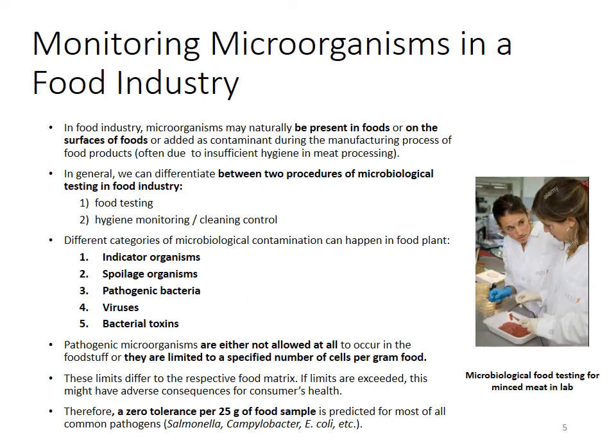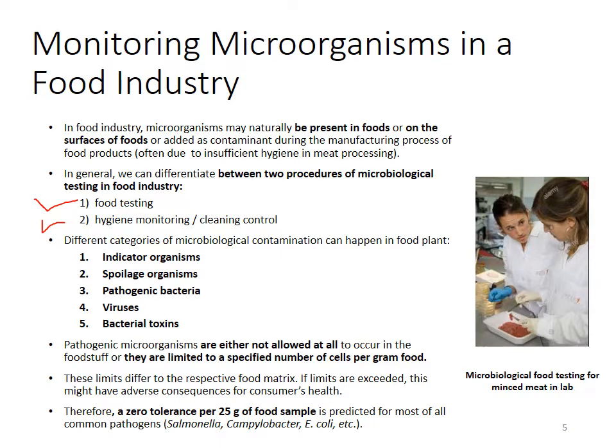Let's see how the industry conducts a microbiological test to monitor microorganisms in their food factory or in their food products. We can differentiate between two procedures for microbiological testing in the food industry. The first one is food testing, meaning you want to test the food product or the raw materials, whether it is safe or not. And the second one, you want to test whether the factory surroundings, the factory surfaces, are clean or not.